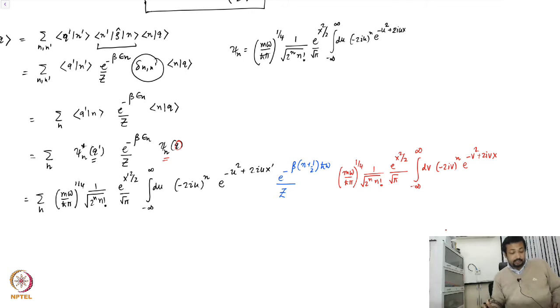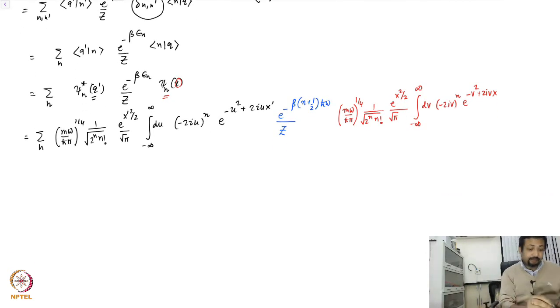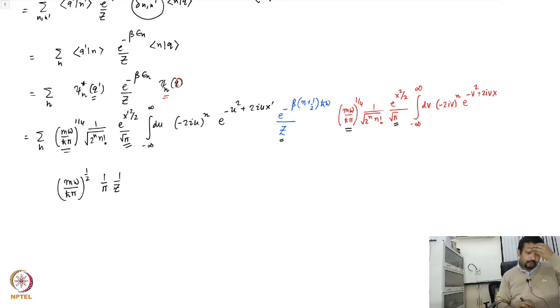Looks horribly complicated, but things are going to simplify very soon. This together with this gives me m omega over h bar pi to the power half. Then I have this square root pi and this square root pi, that gives me 1 by pi, and I have a z, gives me 1 by z, right? The exponential factors that you see over here are not being integrated over, neither are being summed, so it is x square plus x prime square by 2.